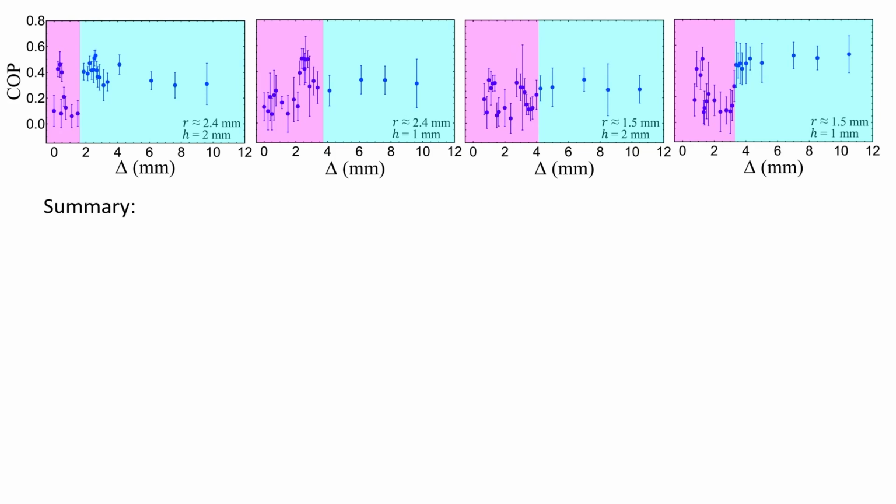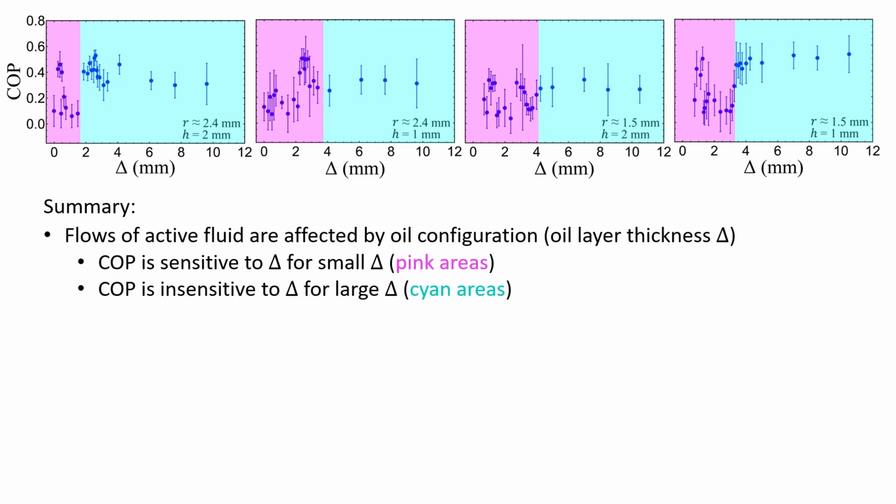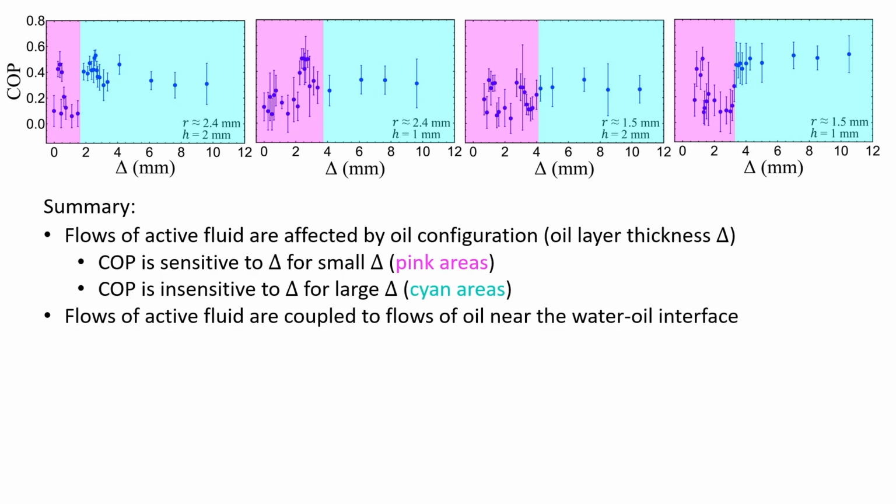Here, let's summarize our work. We found that the flows of active fluid are affected by the oil configuration, or more specifically, oil layer thickness. Circulation order parameter is sensitive to the layer thickness when the thickness is small, and insensitive when the thickness is large. This finding indicates that active fluid flows are coupled to the oil flows near the water-oil interface, with a millimeter scale coupling length.